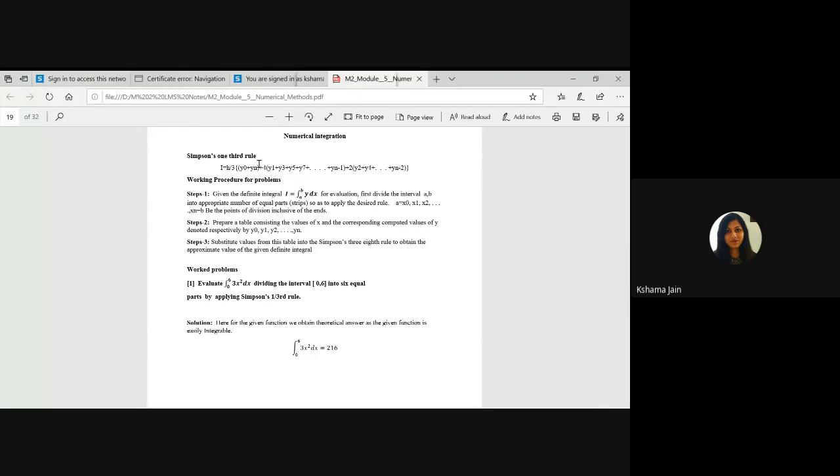Like if I tell you h is 1, then obviously the data will be 1, 2, 3, 4. If h is 2, then the data will be 0, 2, 4, 6. Like this. These will be the x values, and on these x values we will find the y values. So corresponding to x0, we will have y0; corresponding to x1, y1; x2, y2. Like this, we will have a set of ordered pairs.